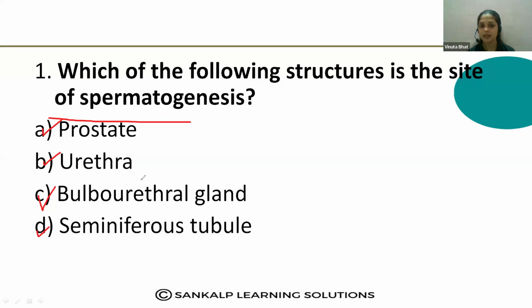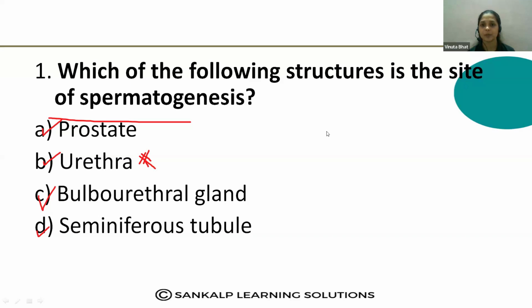Option B is not a correct answer. Which of the following structures is the site of spermatogenesis? Spermatogenesis does not happen in the urethra, right? So that is the wrong answer. Yes, option D is the correct answer. Very good. Many students are writing the correct answer, that is the seminiferous tubule.